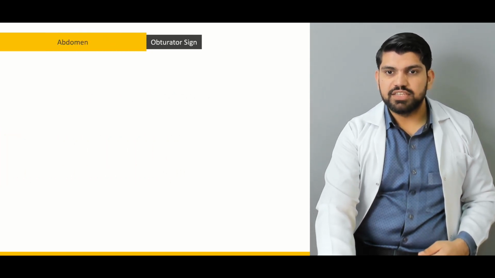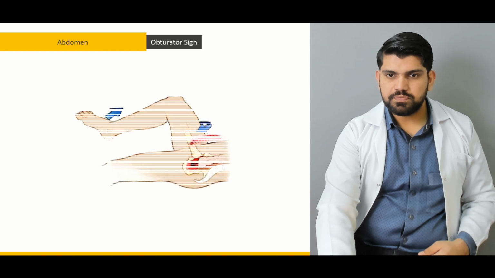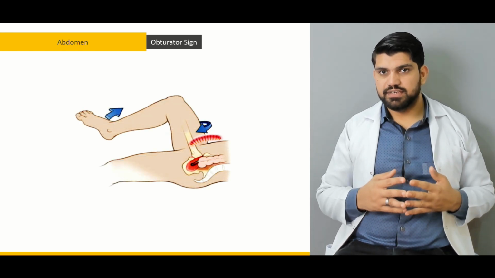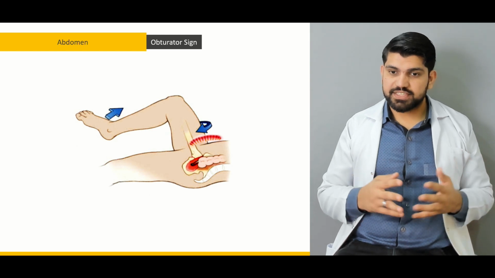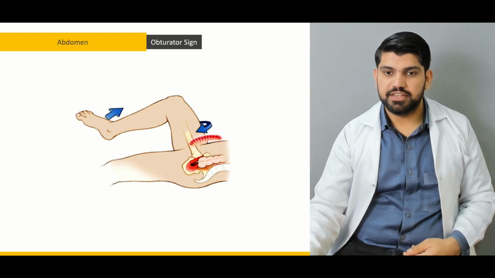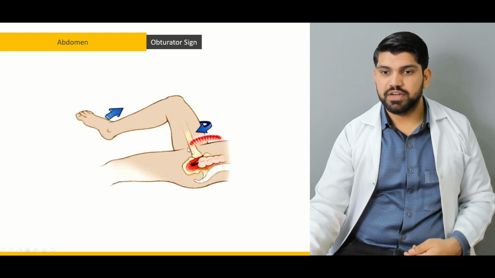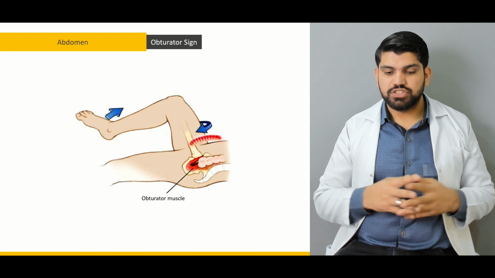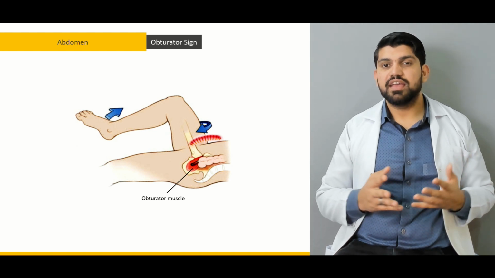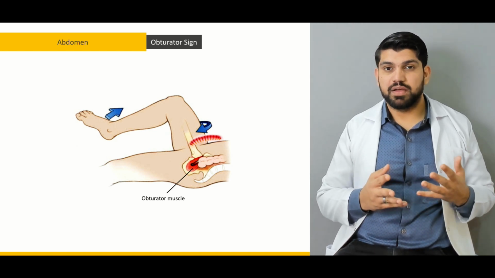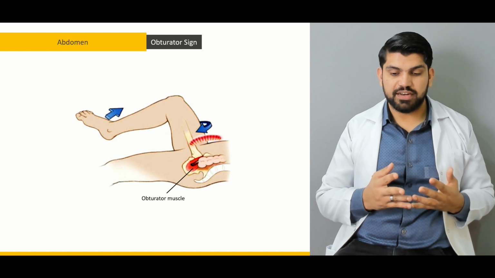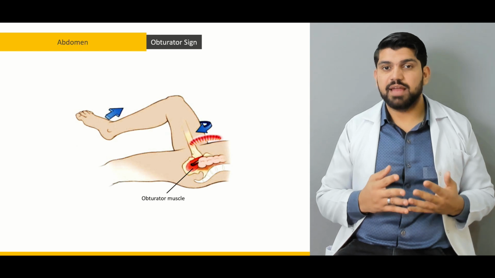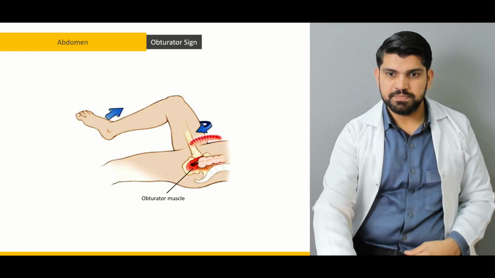Next is obturator sign. You ask the patient to flex the thigh at a right angle, with internal or external rotation, as you can see in this diagram. With external or internal rotation, there is pain in the obturator muscle. It can identify pelvic appendicitis, diverticulitis, and pelvic inflammatory diseases.